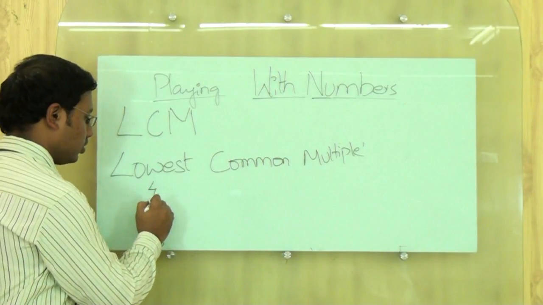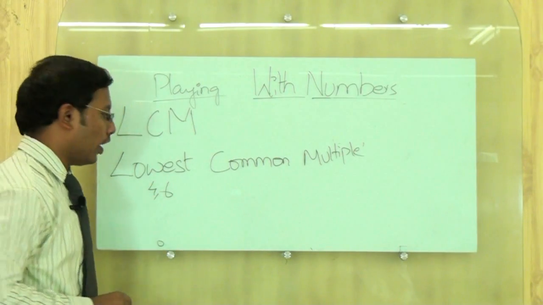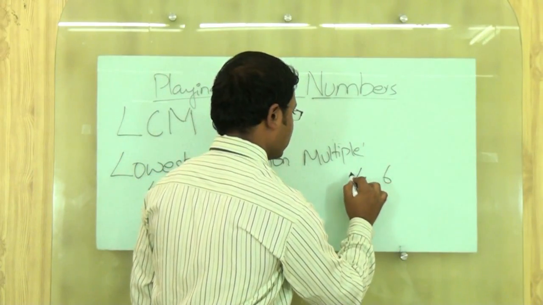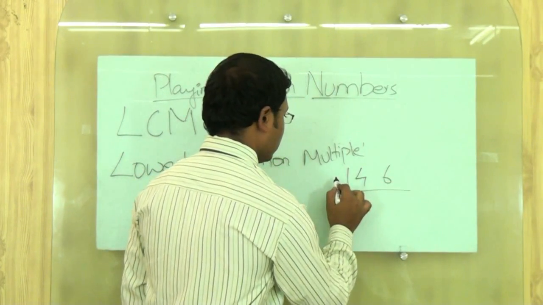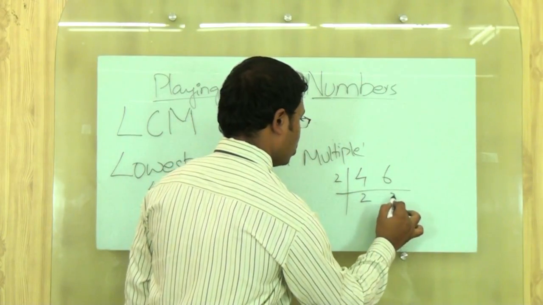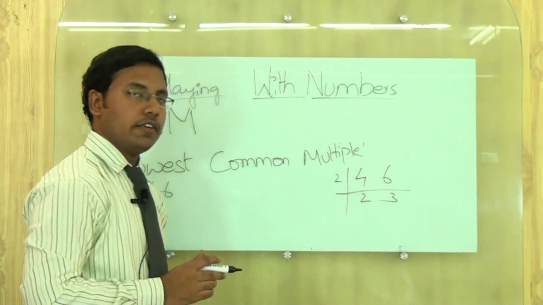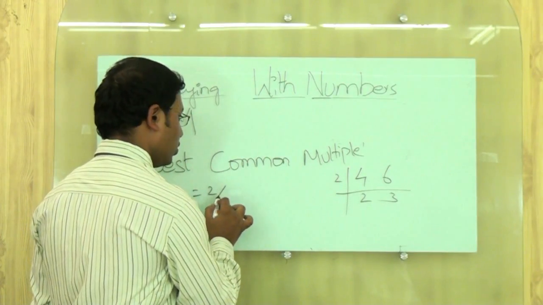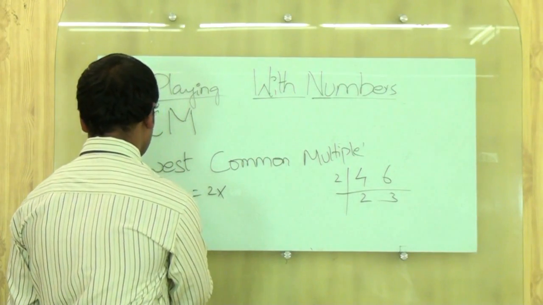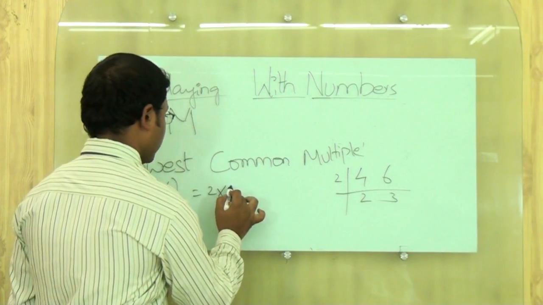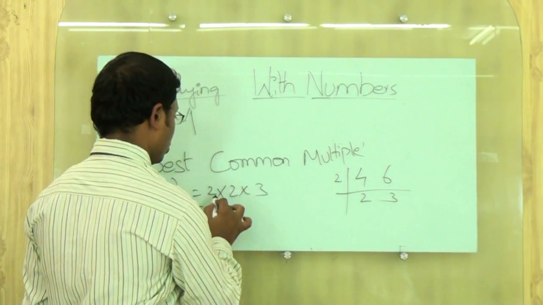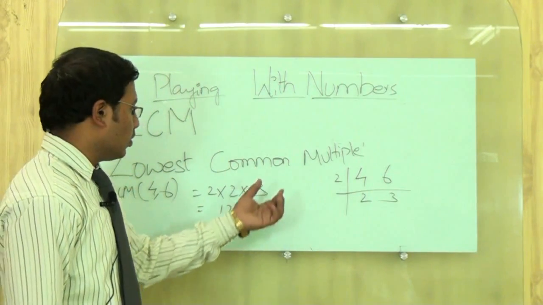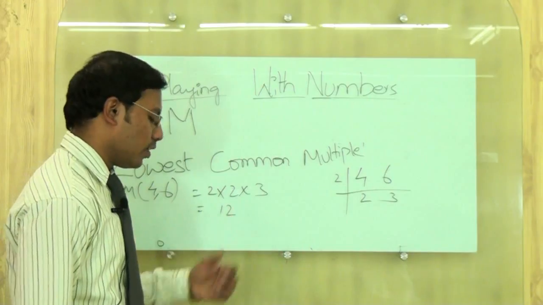Find the LCM of 4 and 6. Let us consider these 2 numbers and we have to find the LCM for these 2 numbers, 4 and 6. 2 2s are 4, 2 3s are 6. We can't further divide these 2 numbers. So LCM for 4 and 6 is 2 into 2 into 3. That is 2 2s are 4, 4 3s are 12. LCM of these 2 numbers 4 and 6 is 12.